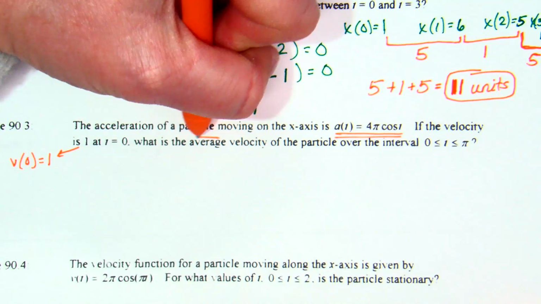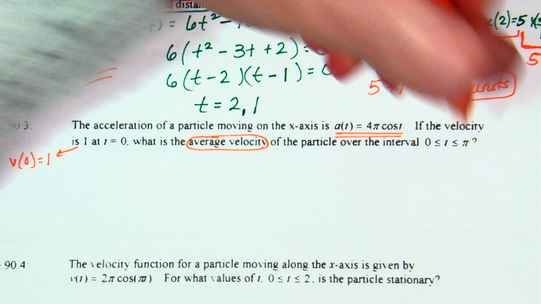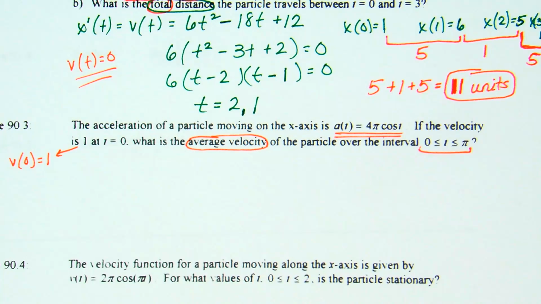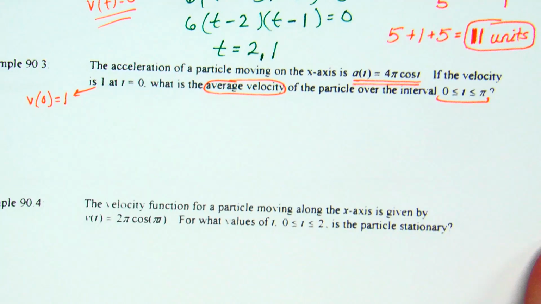The question is asking for average velocity of the particle over the interval 0 to pi. Well, thoughts here? If we're using a calculator, it's probably going to be in radians. At least we got pi in on today. We get to talk about pi on our Pi Day, one day late.